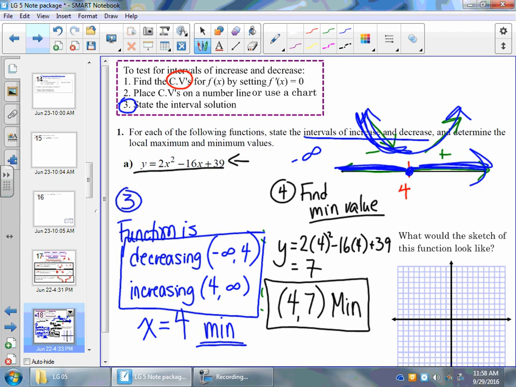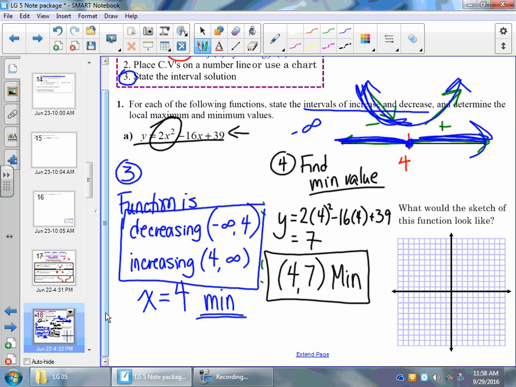So it's saying, what would the sketch of this function look like? Well, automatically we all know that it's going to be a happy face because of that x squared. And we also know that our minimum value is (4, 7). So that's going to take us right about here. And if this is a happy face graph, actually let me count 1, 2, 3, 4, 5, 6, 7. Yeah, that's good. And a happy face graph is going to look something like this. Okay? So that's our first derivative test.